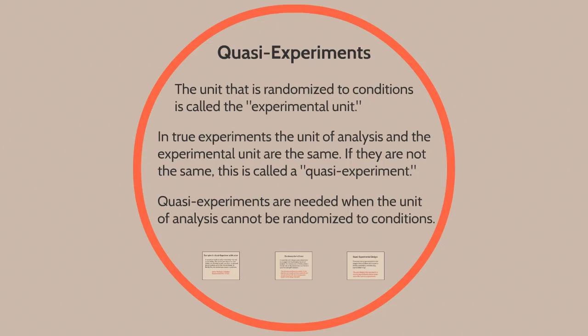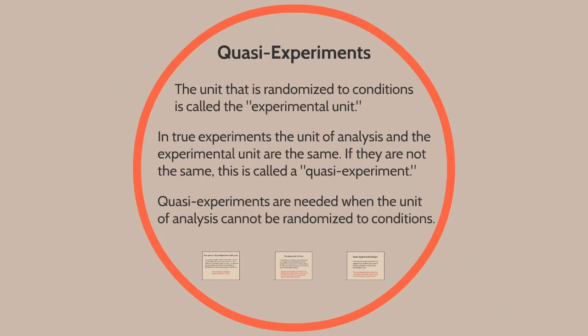In true experiments, the unit of analysis and the experimental unit are the same. If they are not the same, this is called a quasi-experiment. Quasi-experiments are needed when the unit of analysis cannot be randomized to conditions.